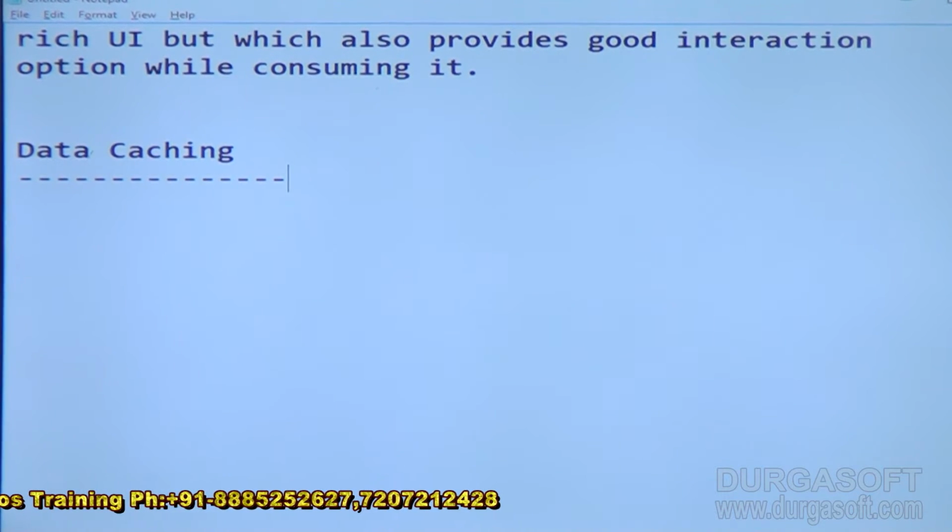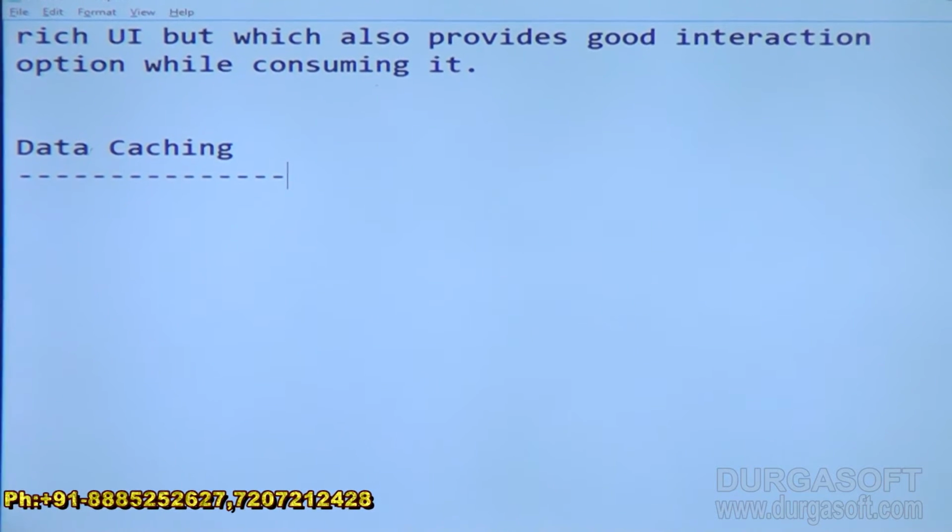Now here we come to data caching, please. The third type of caching is data caching. In the previous two types of caching, what we have seen is, one full page we have cached, and in fragment caching we did some logic and cached some portion of the page.